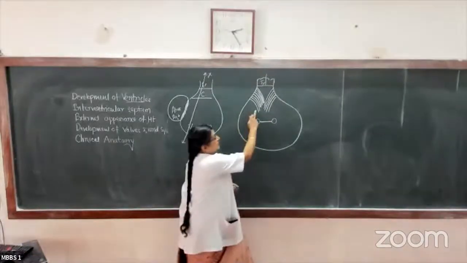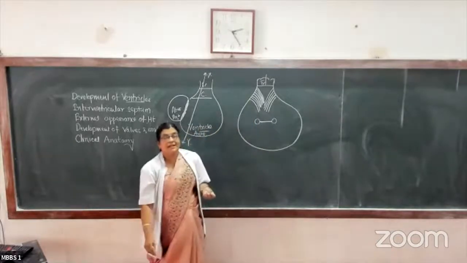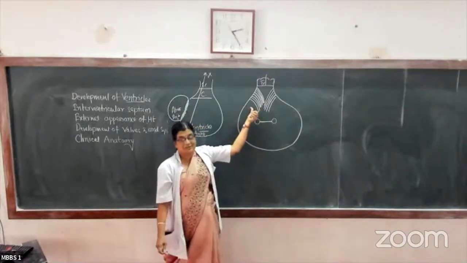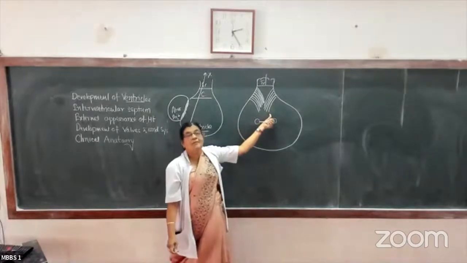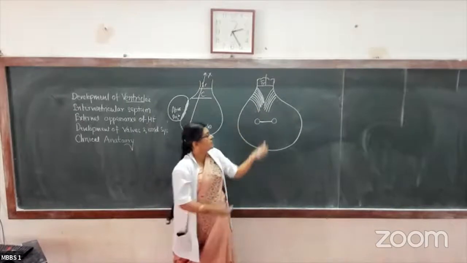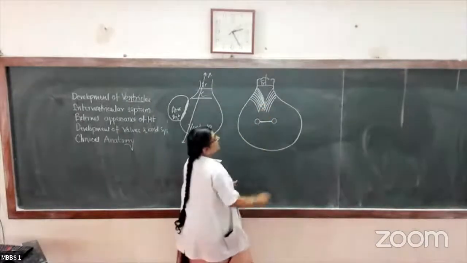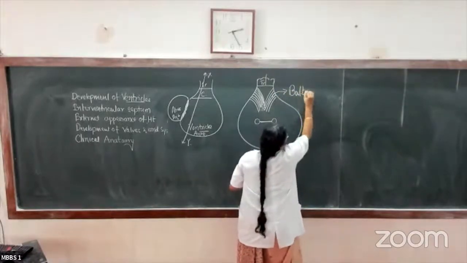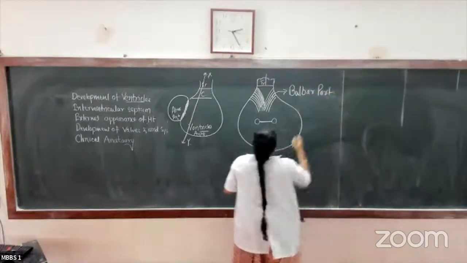Now this right ridge is slightly dorsally placed and the left ridge is slightly ventrally placed. So they may be named the left ventral bulbar ridge and the right dorsal bulbar ridge. These two ridges unite and descend down. So this is one part, the bulbar part of the interventricular septum.